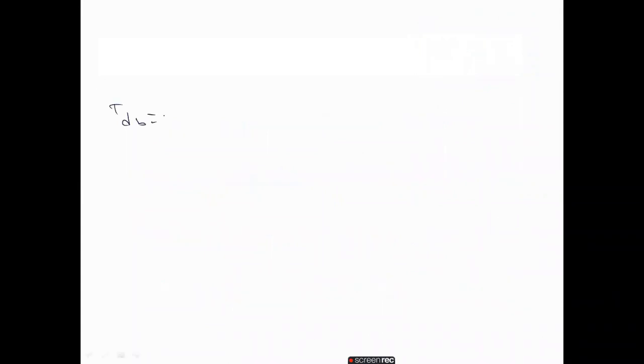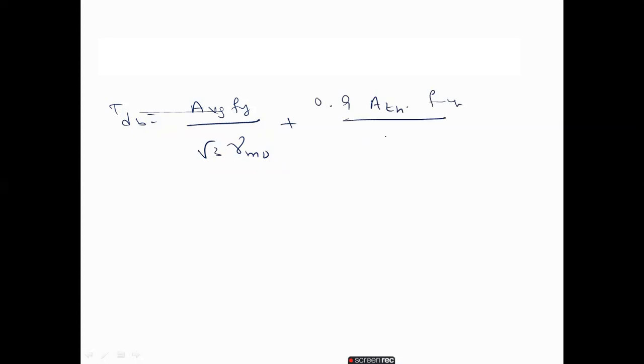The first one is Tdb equal to Avg into fy by root 3 into gamma m0 plus 0.9 into Atn into fu by gamma m1.